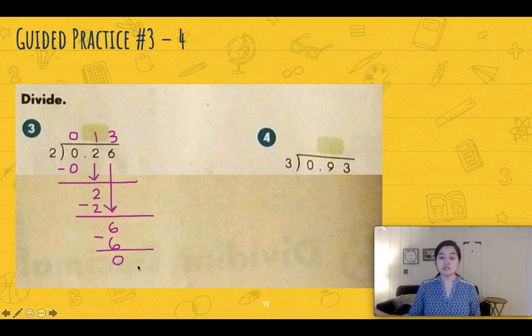But I'm not done because I can't forget about my decimal point. I'm going to put it right up here, okay? Right up there. Because I'm dividing a decimal by a whole number, I can just place my decimal vertically above, okay? And now I'm done. 0.26 divided by 2 is 0.13.